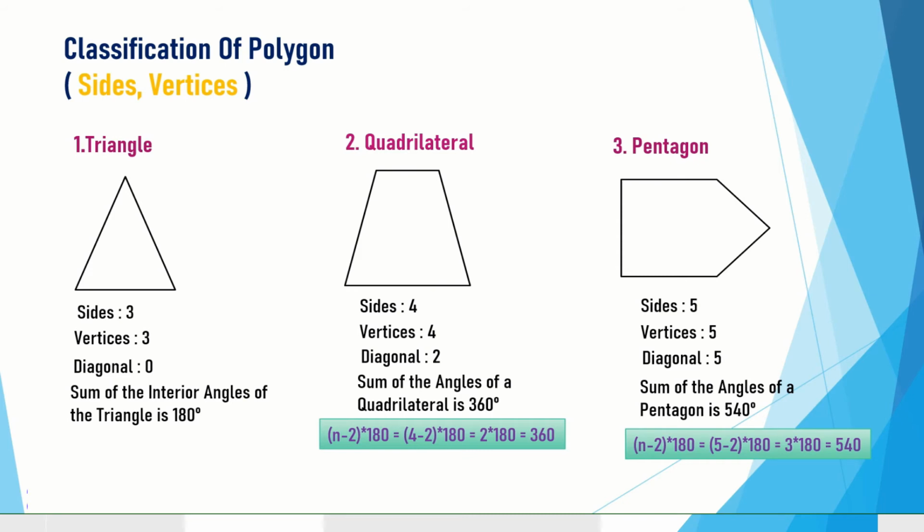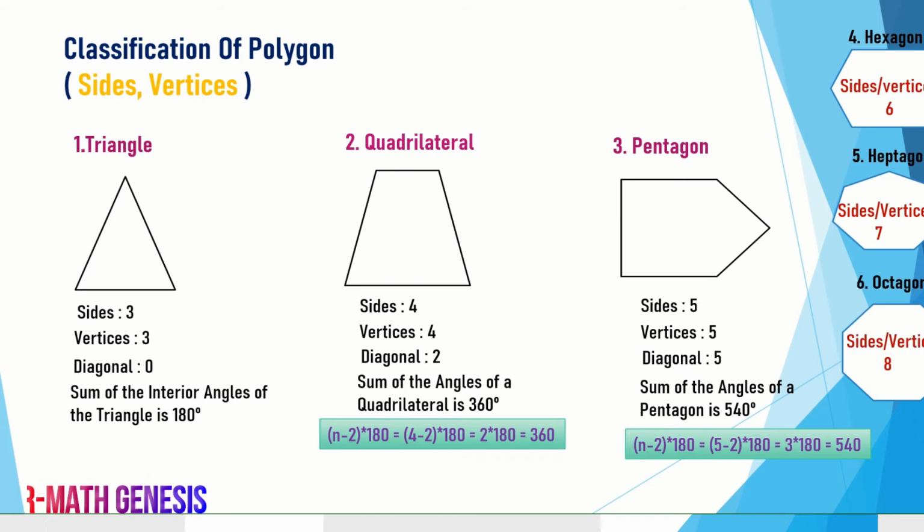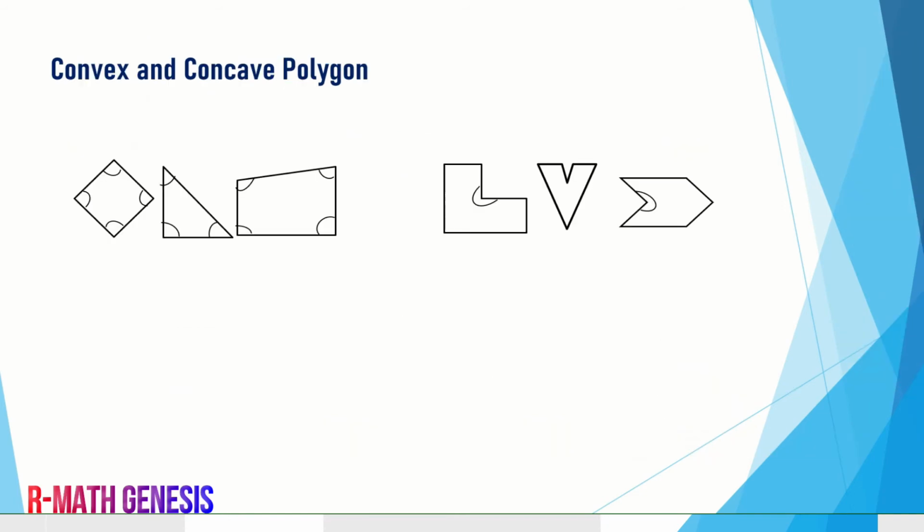Alright. Next, tell me a polygon which has 6 sides. Yes, it is a hexagon. A hexagon has 6 sides and 6 vertices. What if it has 7 sides? Yes, it is called a heptagon. Suppose it has 8 sides, it is called an octagon. In this chapter we'll be studying a 4-sided polygon, which is a quadrilateral. All right, next, concave and convex polygons.